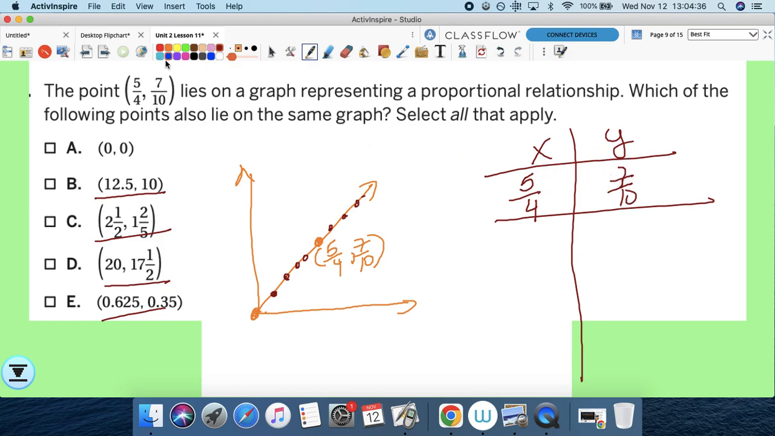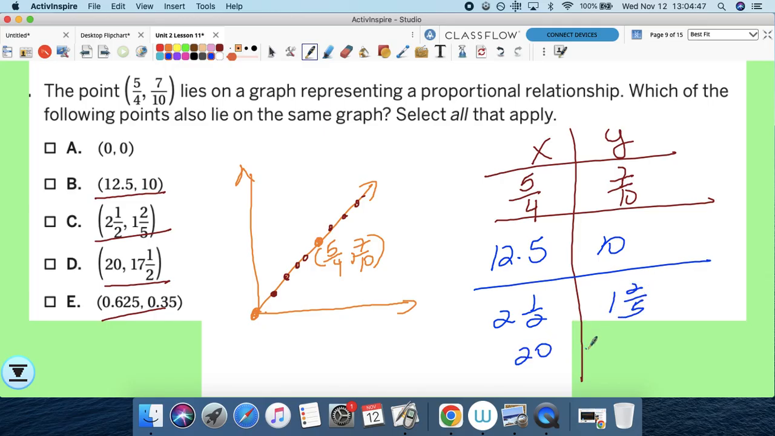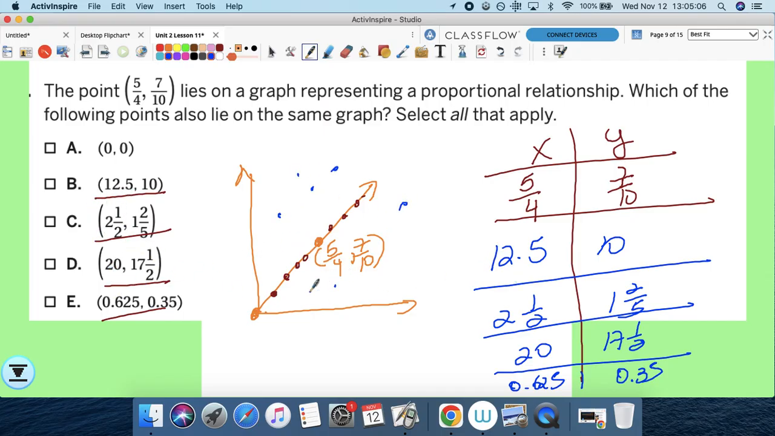So they're asking us, and I'm going to change colors, is 12.5 and 10, is 2.5 and 1 2/5, is 20 and 17.5, and finally, they have 0, 0. I'll do that in a second. 0.625 and 0.35. So are these other points, B, C, D, E, on the line, or are they not on the line?